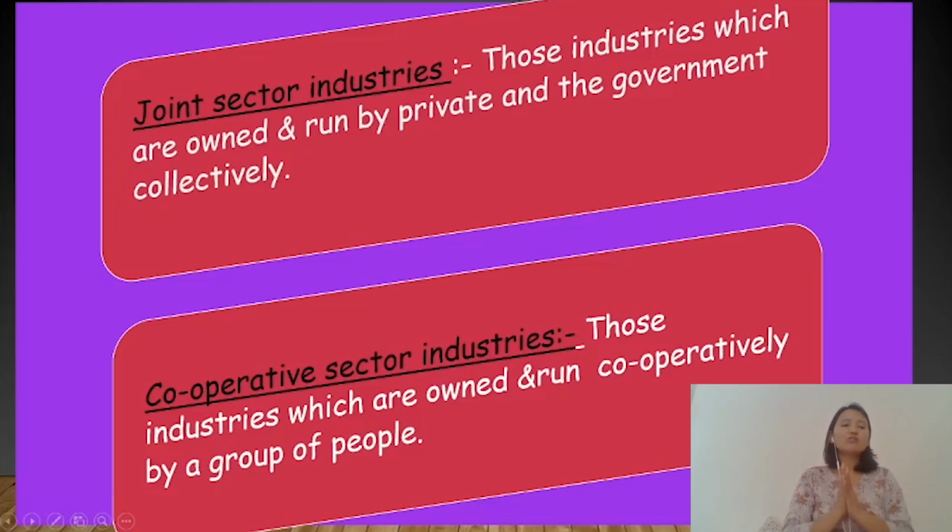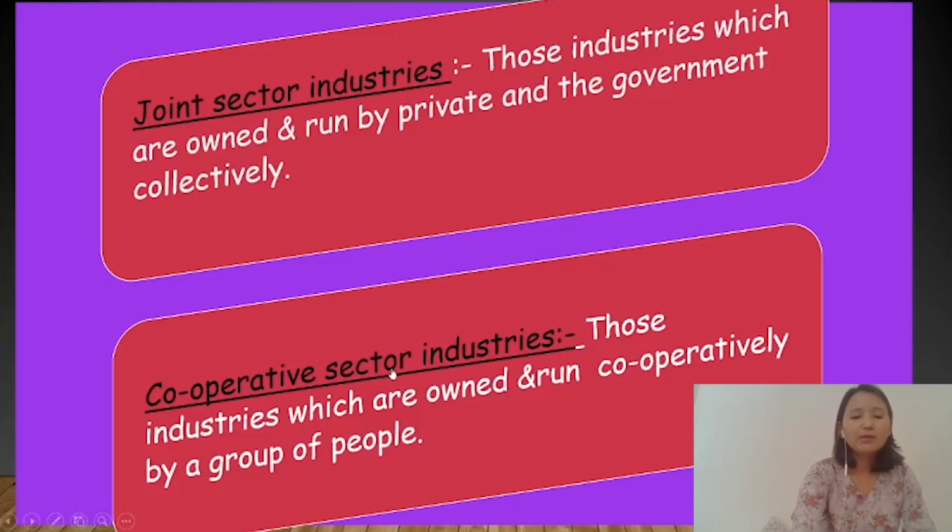Okay, and the last one is cooperative sector industry. So cooperative sector industries are those industries which are owned or run by a group of people. So this industry is neither run or owned by a government nor by one individual. It is owned by a group of people. In this industry, a group of people collect their money together and they invest in the production and later after getting the finished goods they sell them and the profit is shared equally between these people.